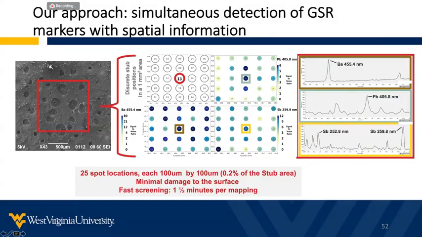And although we cannot guarantee, like in SEM, that the ablation is coming from a single particle, it does provide valuable spatial information that increases the confidence in the results because we are identifying the inorganic gunshot residue markers from a very small area. We repeat this process 25 times per sample, so we can collect 25 spectra per stop. And again, we can collect these 25 replicates in just a minute and a half using only 0.2% of the area of the carbon stop, leaving the sample almost unaltered.